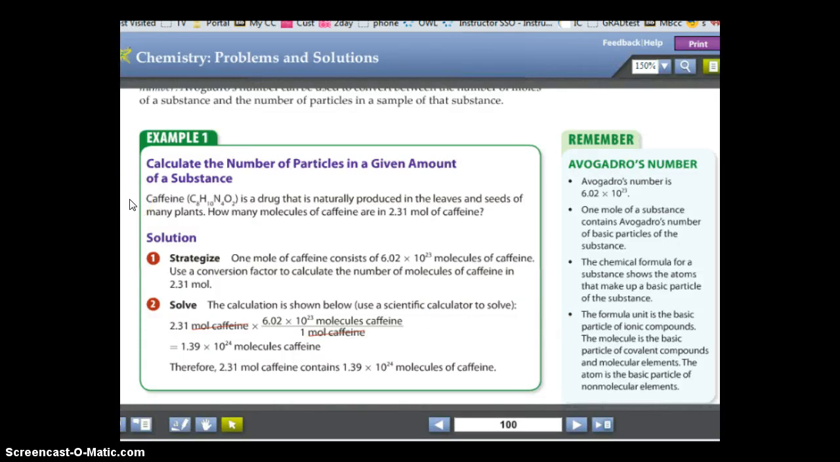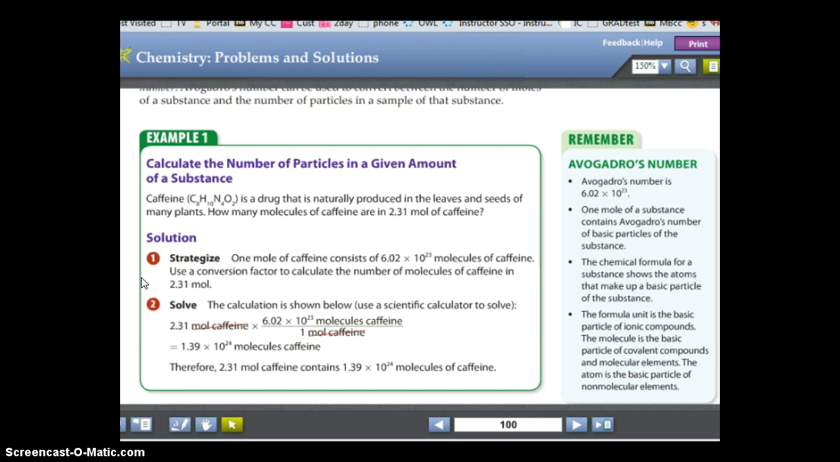Calculate the number of particles in a given amount of substance. Caffeine, whose chemical formula is C8H10N4O2, is a drug that is naturally produced in the leaves and seeds of many plants. How many molecules of caffeine are in 2.31 moles of caffeine? So, strategize.